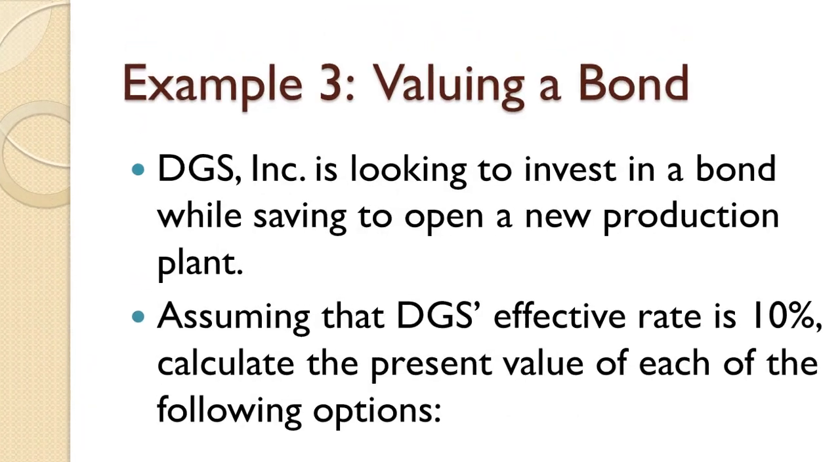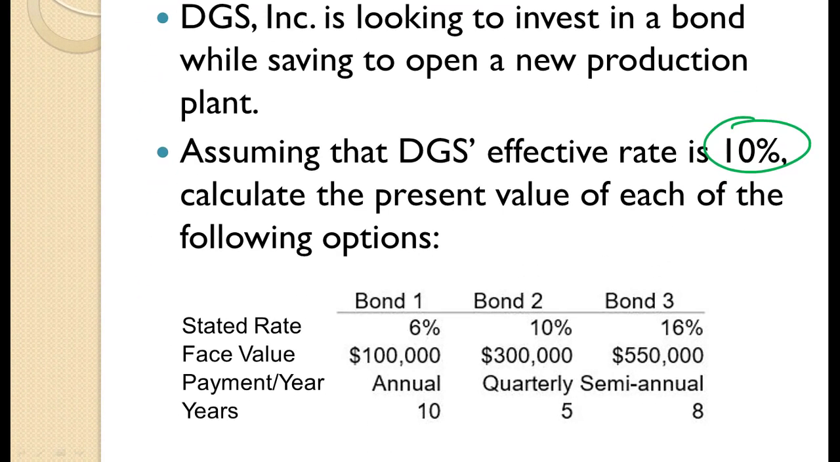So here's DGS Incorporated. They're trying to invest in a new bond so that they can open their new production plant. They've got to save up some money. So they've got an effective rate of 10%. So this is what they could make with their other investments. We want to know whether or not they should invest in any of the bonds in this set of options right here. So we've got 3 bonds, 3 possibilities. We've got to decide whether we should invest or not. So let's start with step number 1, and that is to decide premium, discount, or par.